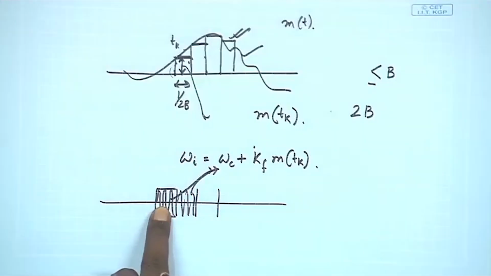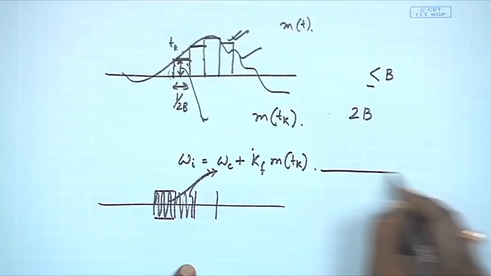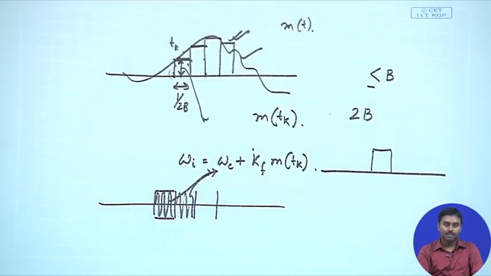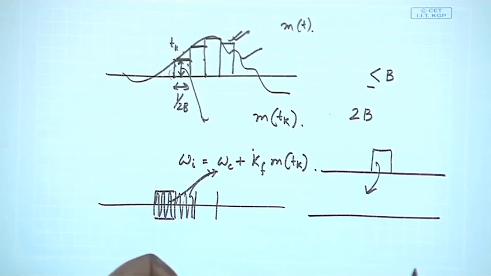Okay. So how will that pulse be represented if I want to see the frequency domain representation? What will happen? This particular pulse, what is that? That is a unit pulse. If I go to the frequency domain, how will that look? That will be a sinc function.